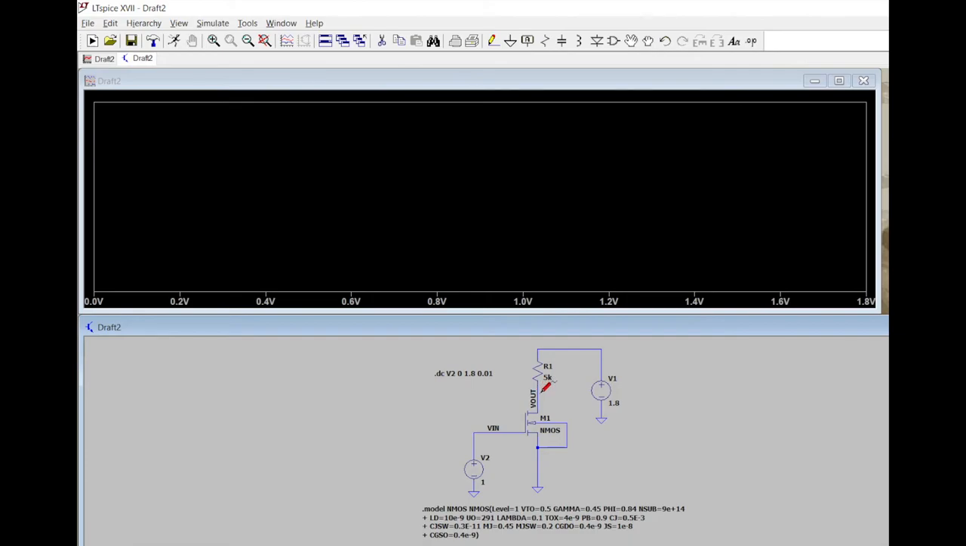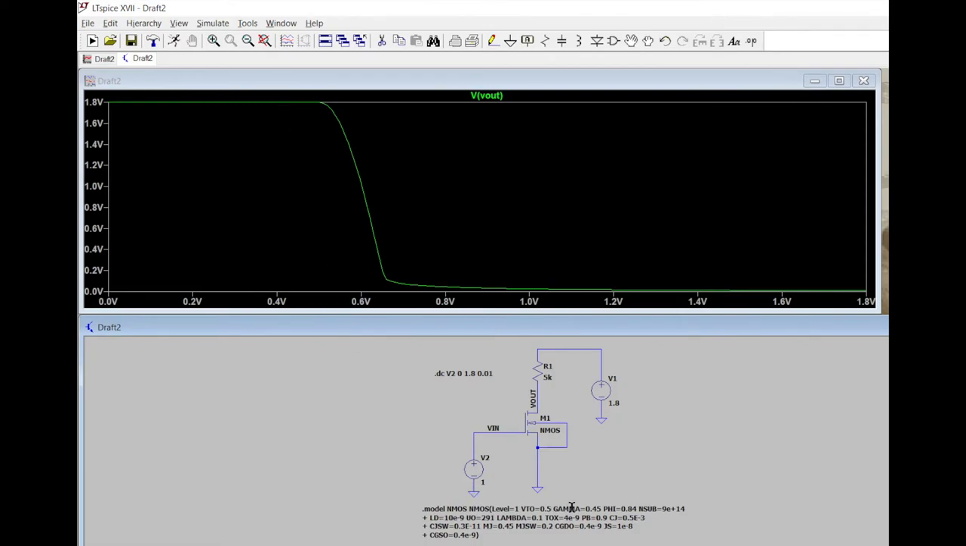You can place the mouse pointer and plot the V out. So here the X axis is the V in, because this is the parameter that I'm sweeping from 0 to 1.8 volt, and the Y axis is the V out. So this is the same curve that we have discussed in the theory. We have got this similar curve. This is the point where the MOSFET is in the cutoff region.